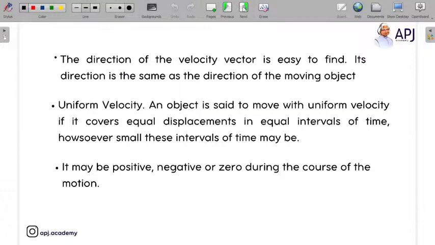So the direction of the velocity vector is easy to find. Its direction is same as the direction of the moving object. I just now told you velocity vector की direction आप कैसे बताओगे? The direction in which your displacement is taking place is the direction of your velocity vector. ठीक है. Now what is a uniform velocity? Uniform velocity क्या होता है?